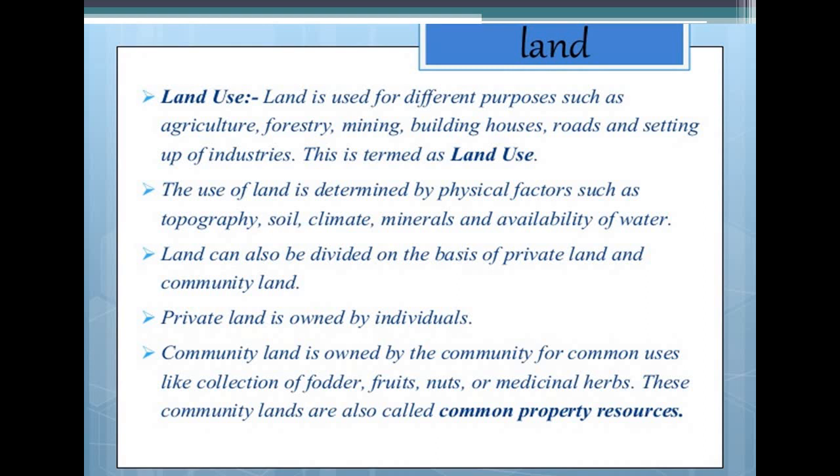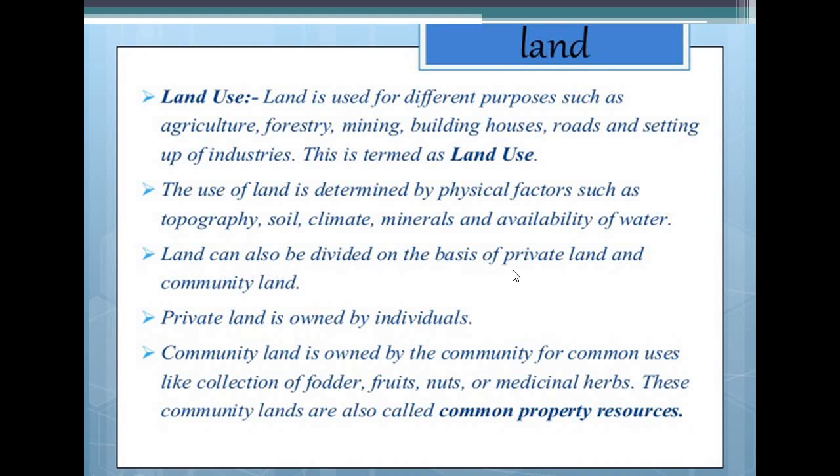Now land use. What is land use? Land is used for different purposes such as agriculture, forestry, mining, building houses, roads, and setting up of industries. This is termed land use. It is determined by factors such as topography, soil, climate, minerals, and availability of water. In different areas, different kinds of activities are practiced depending upon the physical factors of soil, climate, minerals, and the availability of water.